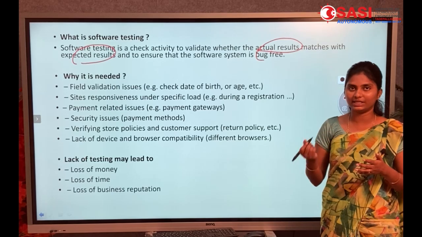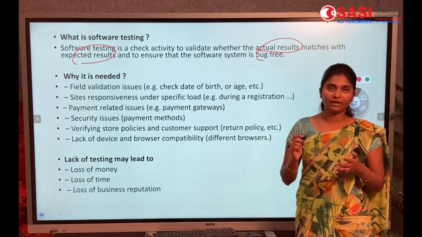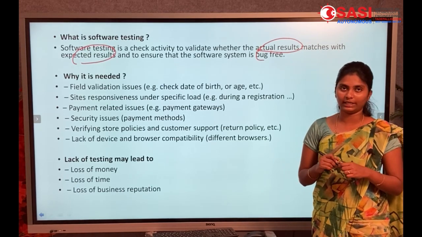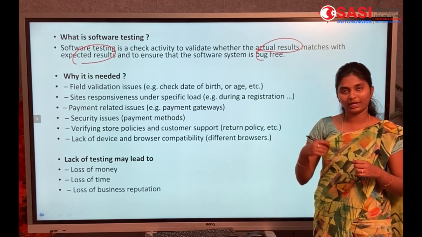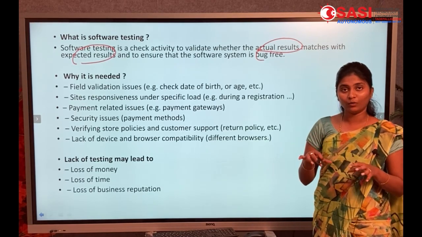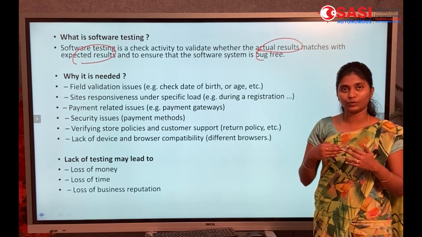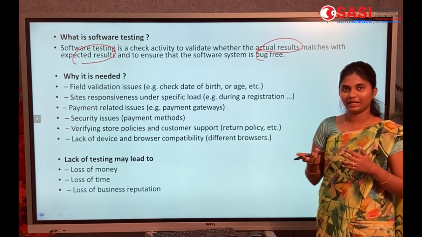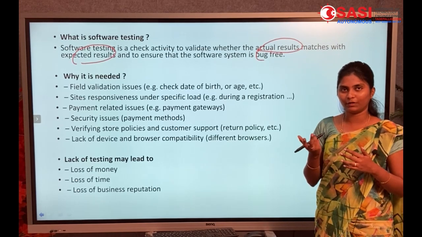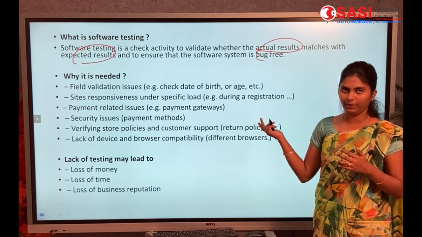We can identify it easily. The third one is payment related issues, which we find in banking sectors. In banking, when we transfer an amount, it may be sent unwantedly, but in our account it will show that the money was not sent. So easily we can recognize whether it is bug free or not. Payment issues are also correlated with this application.